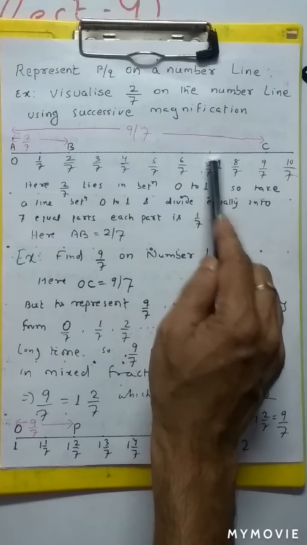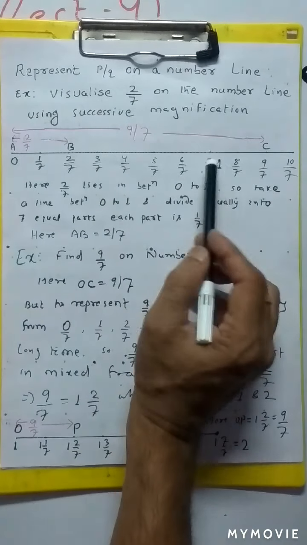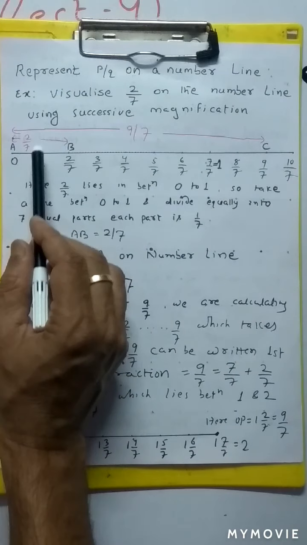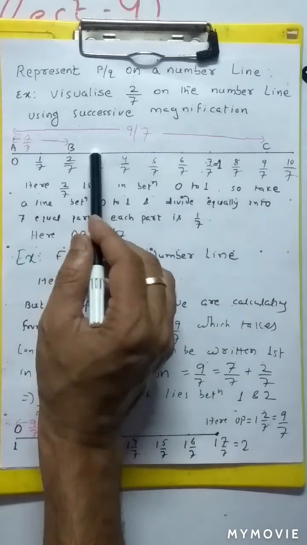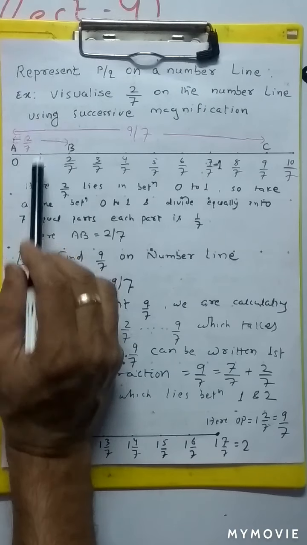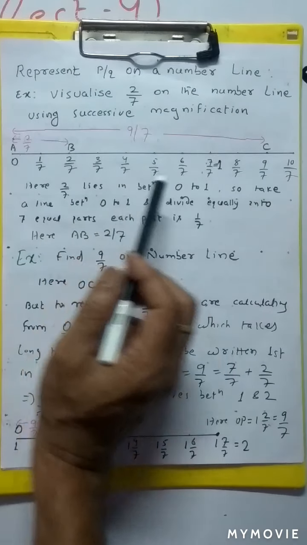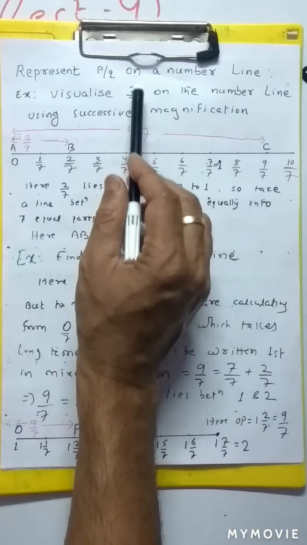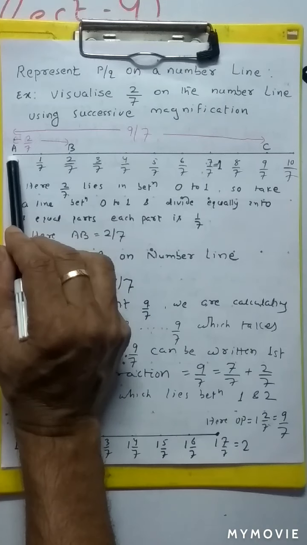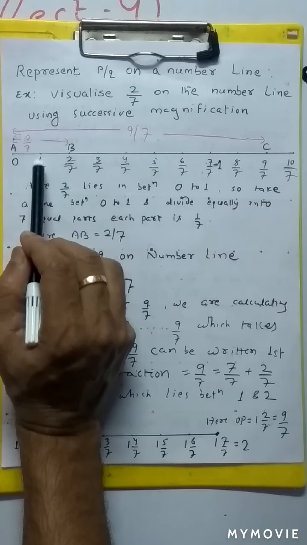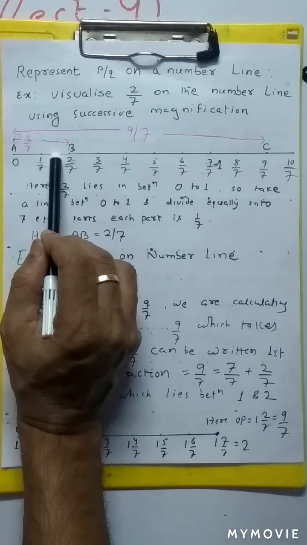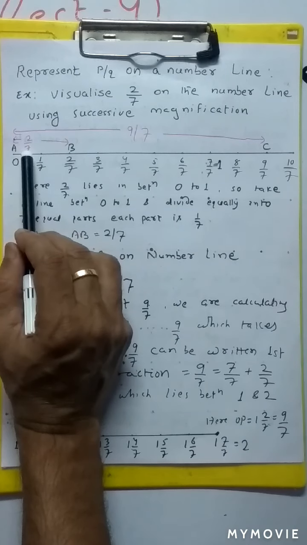So first what we will do, we will take a line which lies between 0 and 1, and divide this 0 to 1 equally into 7 parts. Each part value will be how much? 1 by 7. Clear? Because we have taken 0 to 1. So this is 0, this is 1, and 1 means 7 by 7. So from 0 to 1, you divide it into 7 equal parts.